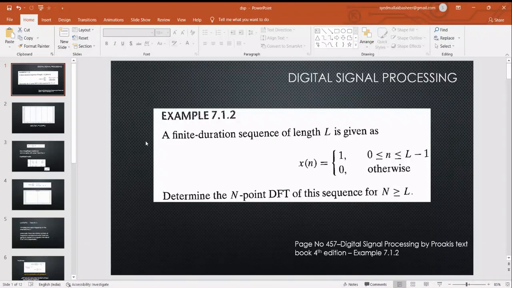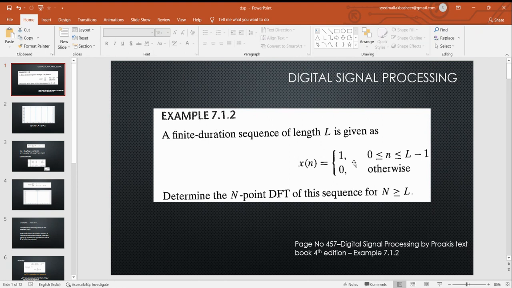Hello everyone. Today I am going to discuss a problem from Proakis textbook, which says that a finite duration sequence of length L can be represented as x of n equal to 1 in this range and 0 otherwise. We have to calculate N-point DFT for this sequence for N greater than or equal to L. First, let us see for N equal to L.